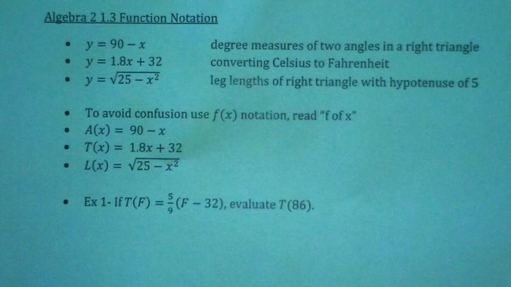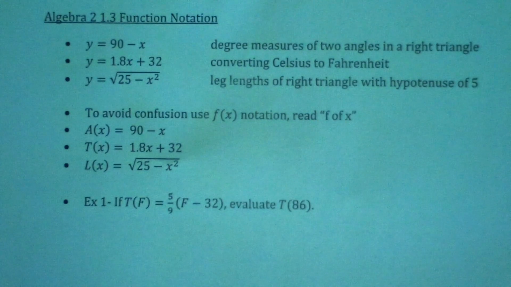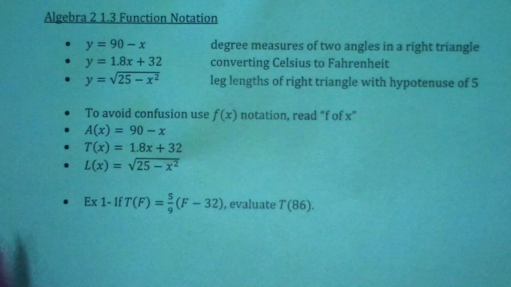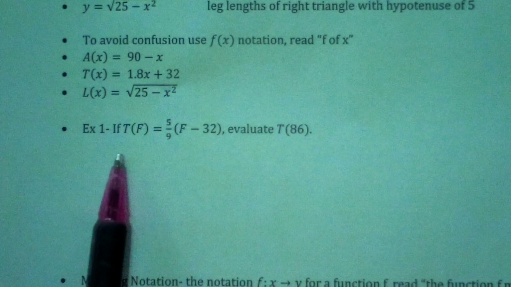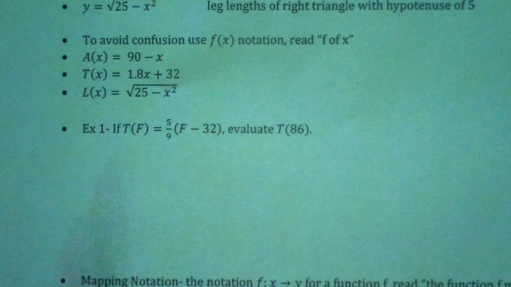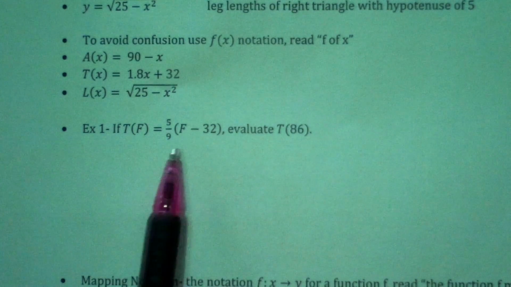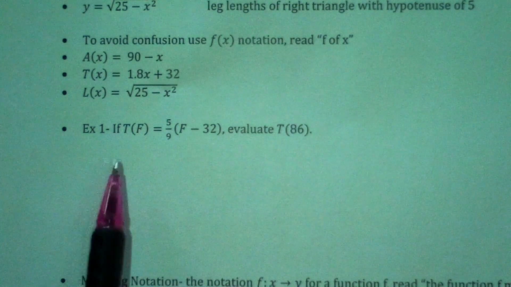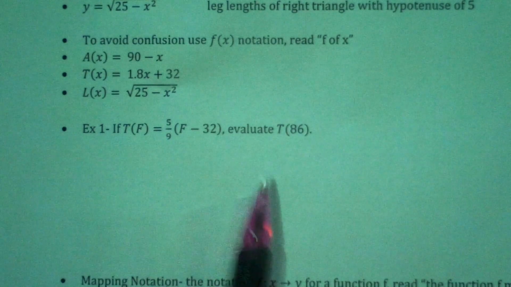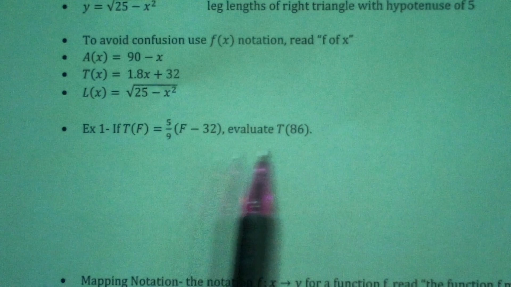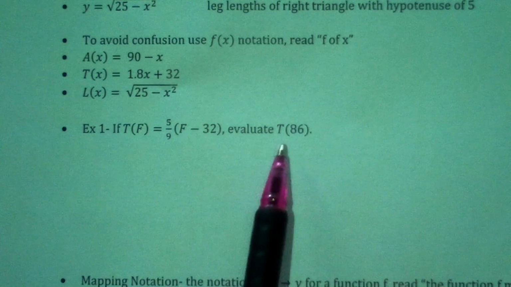Okay. So this one here, we've got T of F, so this is a temperature one again, just because it's got a T there. It says is equal to 5/9, and then F minus 32. This is the formula for converting degrees Fahrenheit to Celsius, if you were wondering. And then we're supposed to evaluate T of 86. Again, it doesn't mean T times 86. What it means is our F value is 86, and we're going to plug that in for the F values in our function, okay?